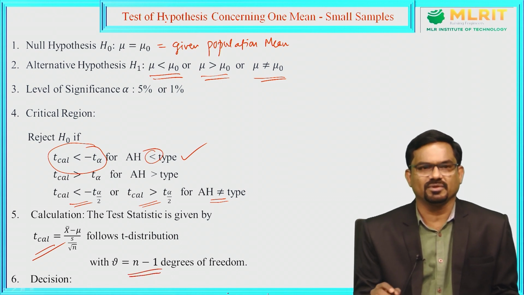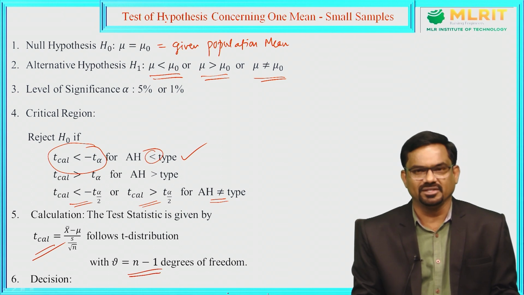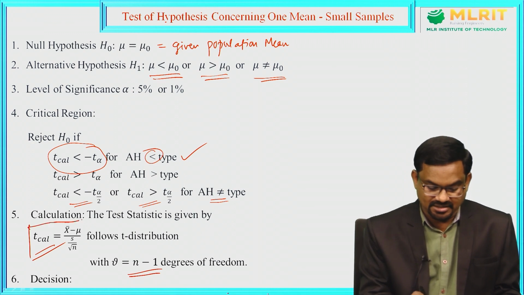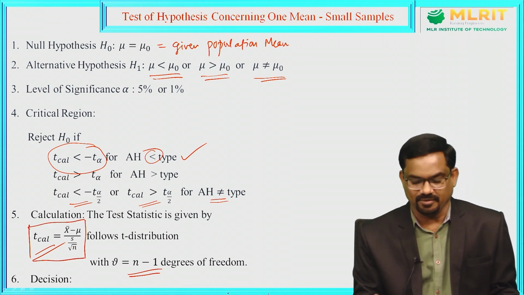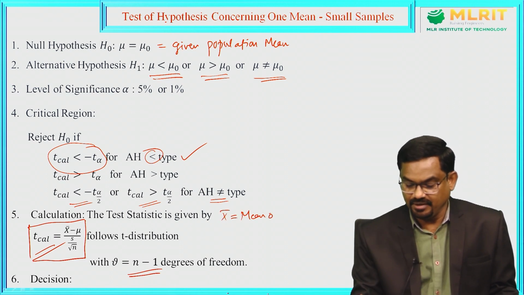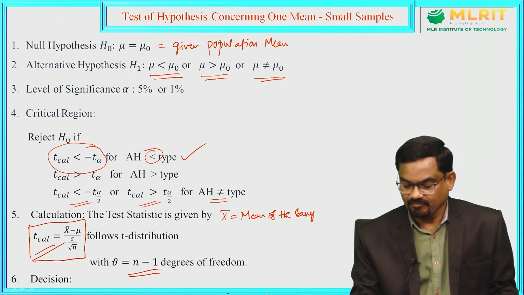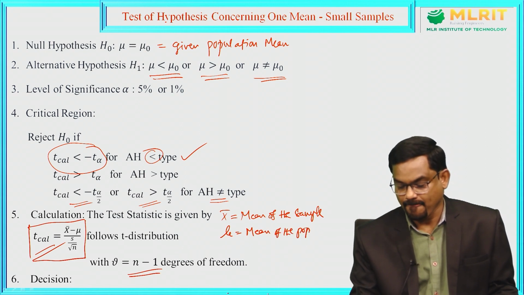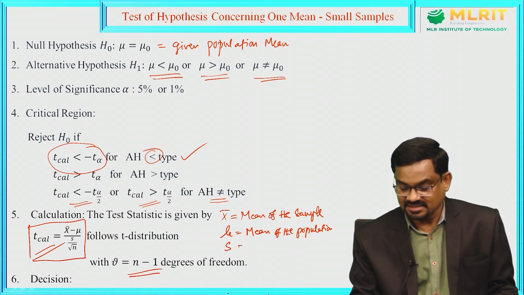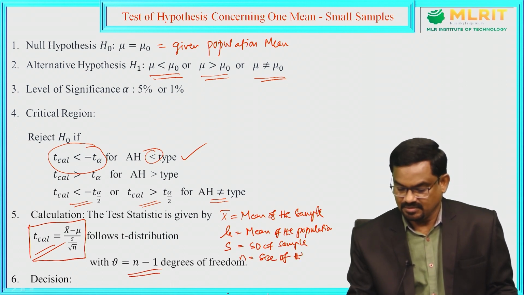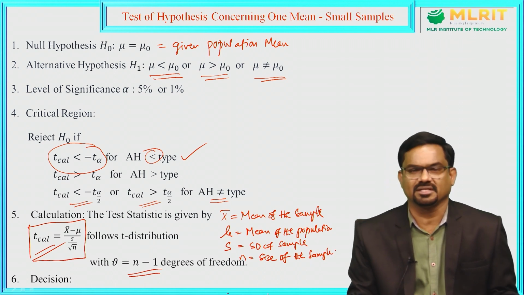The t distribution table was constructed for different values of nu, the degrees of freedom, and here the calculation formula is t calculated equals x bar minus mu by s by root n, where x bar is the mean of the sample, mu is the mean of the population, s is the standard deviation of the sample, and n is the size of the sample. This notation we have also discussed in the previous sessions.